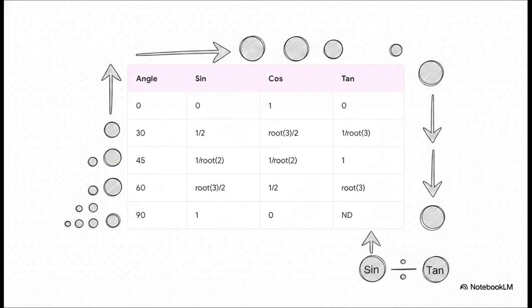Now, I know staring at a giant table of roots and fractions can be a bit intimidating, but look closely at the hidden pattern here. Notice how the sine values steadily increase as the angle gets larger? They go from 0 to 1/2, all the way up to 1 at 90 degrees. But then look at cosine. It does the exact opposite. It starts at 1 and perfectly mirrors the sine values in reverse, counting down to 0. And tangent? It's just sine divided by cosine. Once you see these connections, rote memorization becomes totally unnecessary.